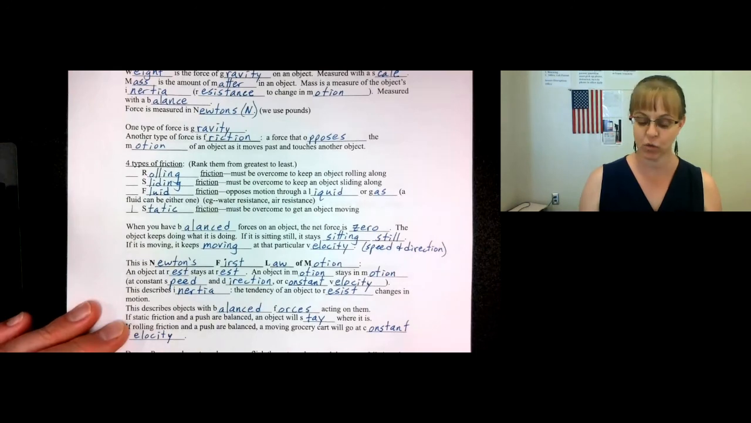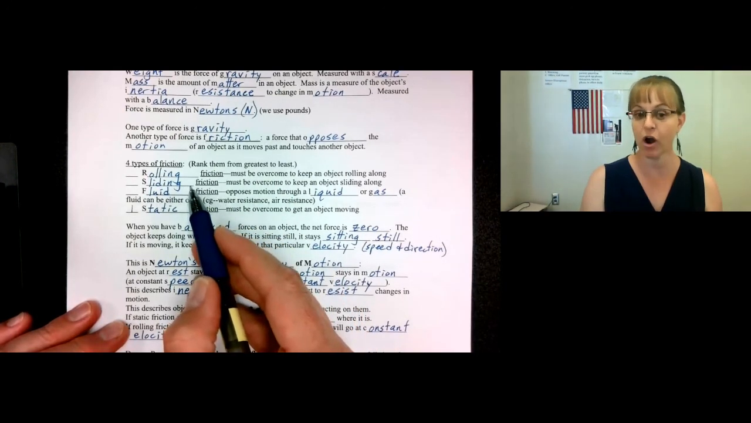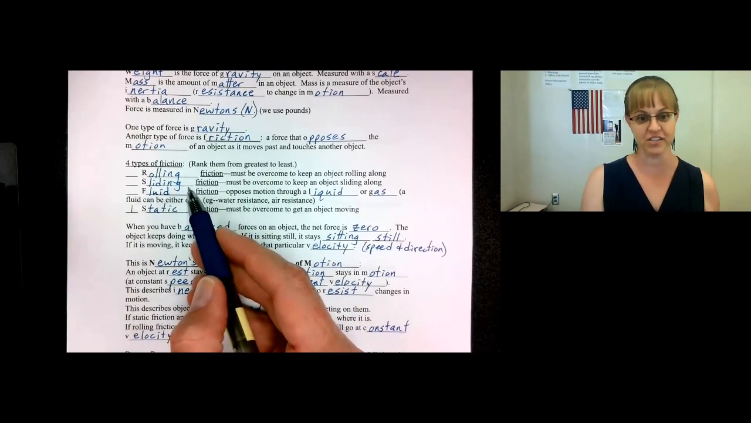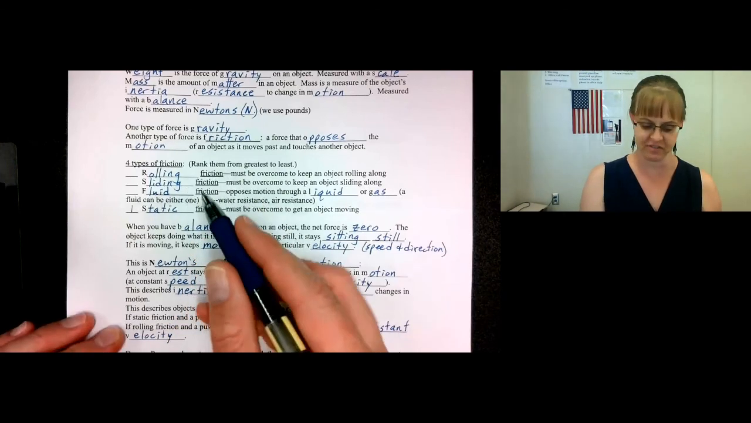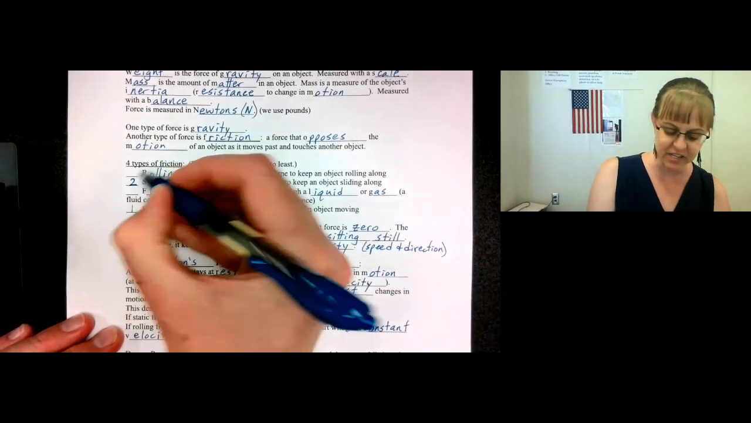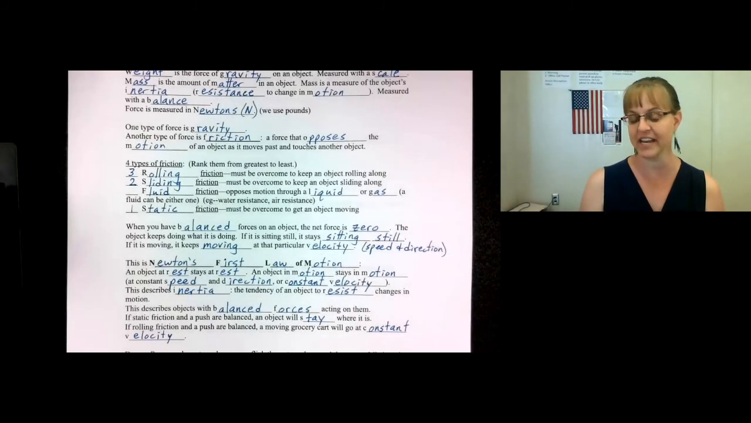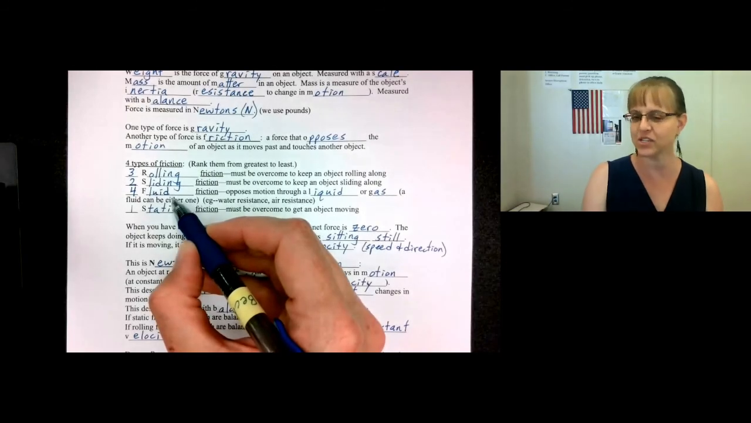The second would be sliding friction. It's harder to push something across the floor than it is to roll it across the floor. So sliding is second and rolling is third. Fluid friction can be greater than any of these other types, or it could be less or somewhere in the middle. We're going to assume that the objects we're looking at aren't moving super fast, so fluid friction would be the lowest friction.